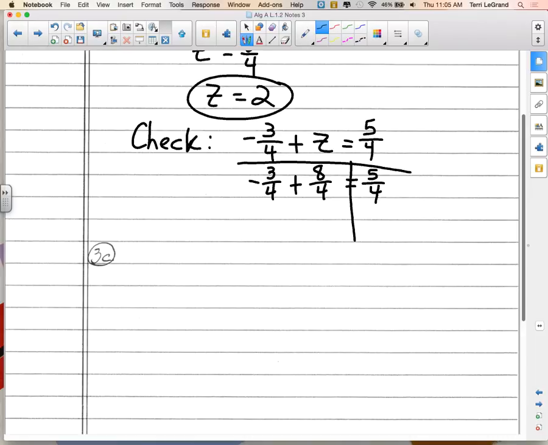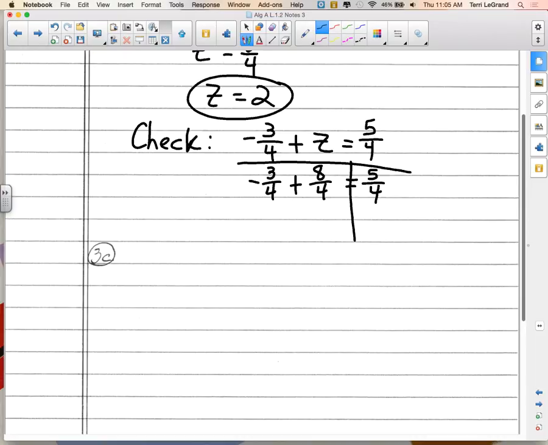And now we can say, okay, we have a negative 3/4 plus 8/4. So what we end up doing is, we're going to ignore the fourths for a minute. We're going to say, let's have that 3 be negative then, okay? So we have a negative 3 plus 8. What is negative 3 plus 8?